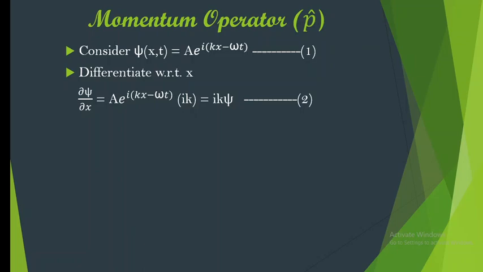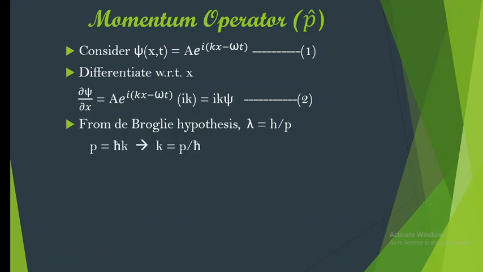We want the momentum operator or linear momentum operator, but we don't have any momentum term here. We don't have p in this equation. So in order to introduce it, we need to use some standard equations. From the de Broglie hypothesis we know that lambda is nothing but h by p. So we have p, but still we don't have lambda or h in our equation number 2. So just modifying it, if we multiply and divide by 2 pi, lambda is equal to h by p into 2 pi divided by 2 pi.